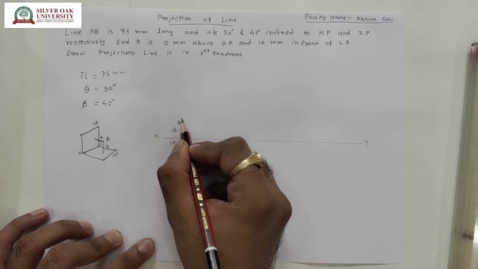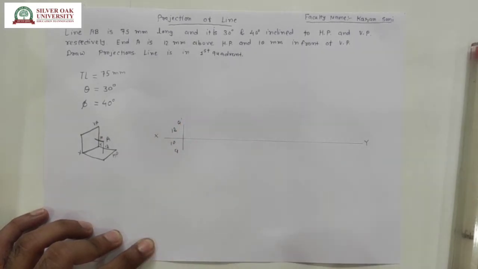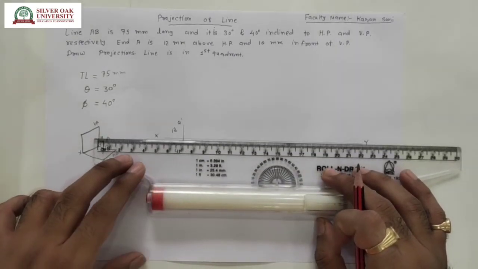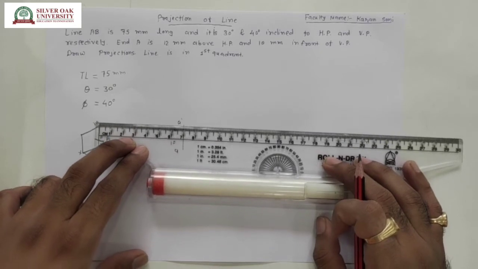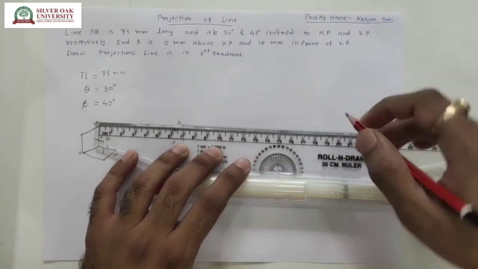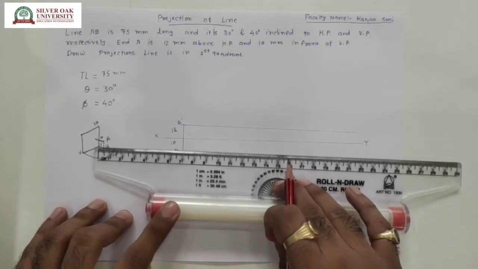This is the front view, point A dash, and this is the top view, point small a, because we know the notation for the front view and top view. Now with respect to the XY line, I can also draw the reference line from the point A dash and the point A. So this is the reference line from A dash and this is the reference line from the point A.